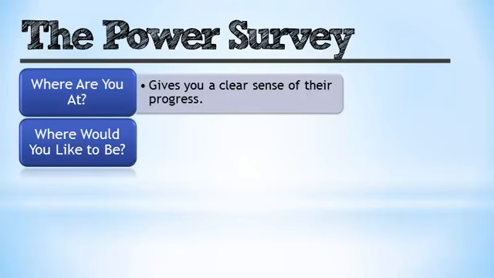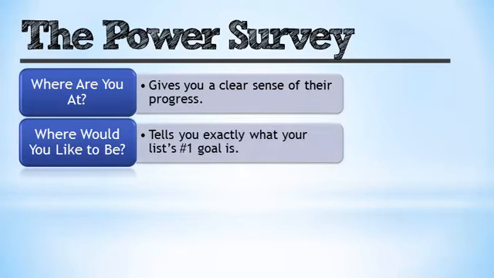Okay. Now, number 2 is very important. The second question you ask them is, where would you like to be? Now, this is going to tell you exactly what your list's number 1 goal is. So if I was doing this in the internet marketing niche, when I did this, the first question I asked them was, how much money are you currently making online? The second question was, how much would you like to be making online? Okay? So it's really simple. Where are you and where would you like to be?